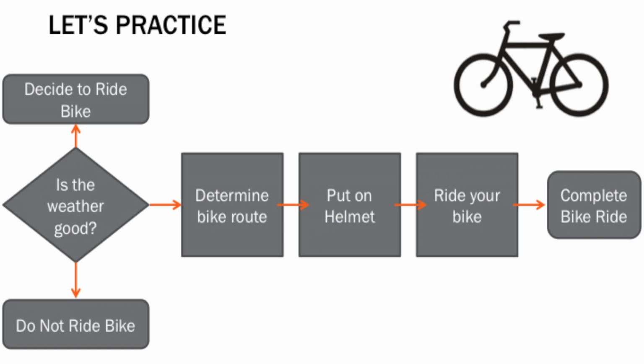Sure. So let's keep it simple to something we can all do. Ride a bike. When you're riding a bike, I want you to think about this in terms of a process map. So we have to decide to ride a bike. Is the weather good or not good? We want to determine the route we're going to take, put on a helmet. We want to ride the bike, and if all goes well, complete it successfully. You would do the same thing for whatever project or process you're working on.